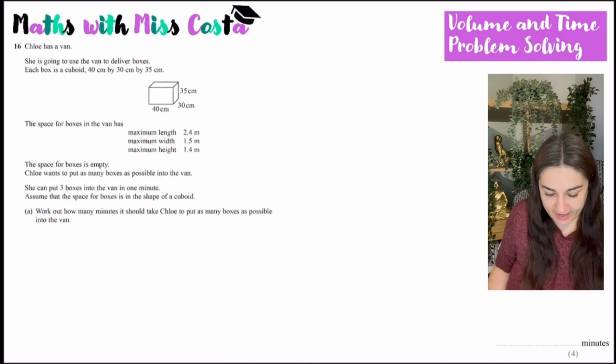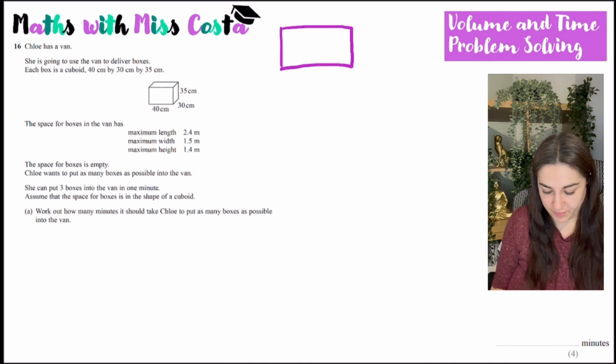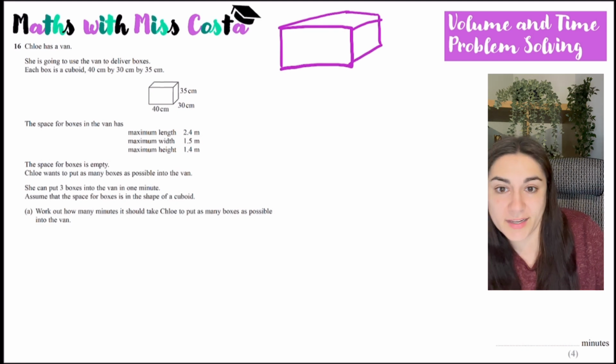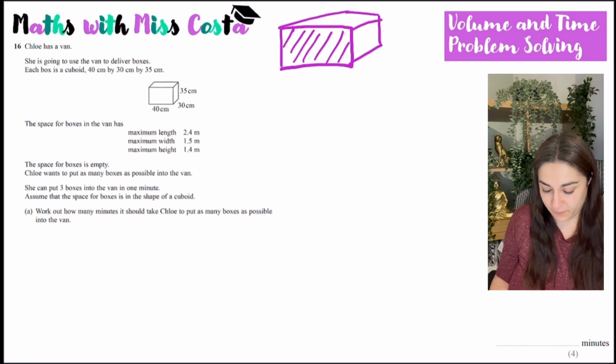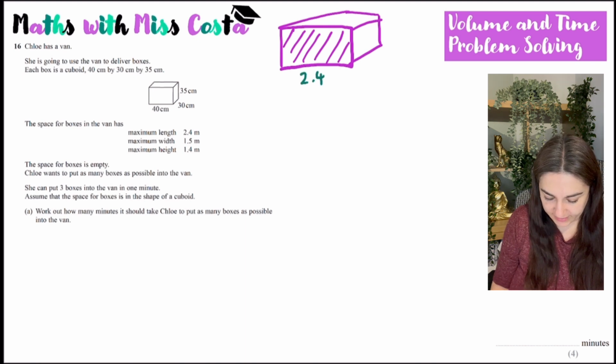So let's first have a think about what's going on. The van is a space, just an empty cuboid. So I could start by working out the volume of the van. So I've got 2.4 times by 1.5 times by 1.4, because the way you work out volume is you can work out the area of the front face first. So let's say length is 2.4, width is 1.5 and height is 1.4.